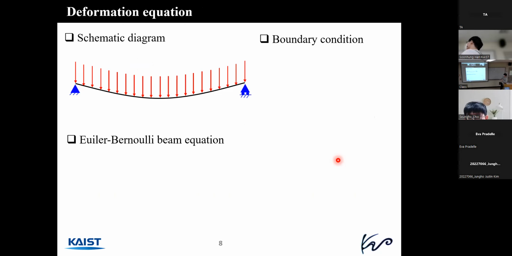So the next step is applying the boundary conditions and the moment function that I explained earlier. The moment function is a second order polynomial, and at the deflection point, the deflection value y is 0 at each fixed point.